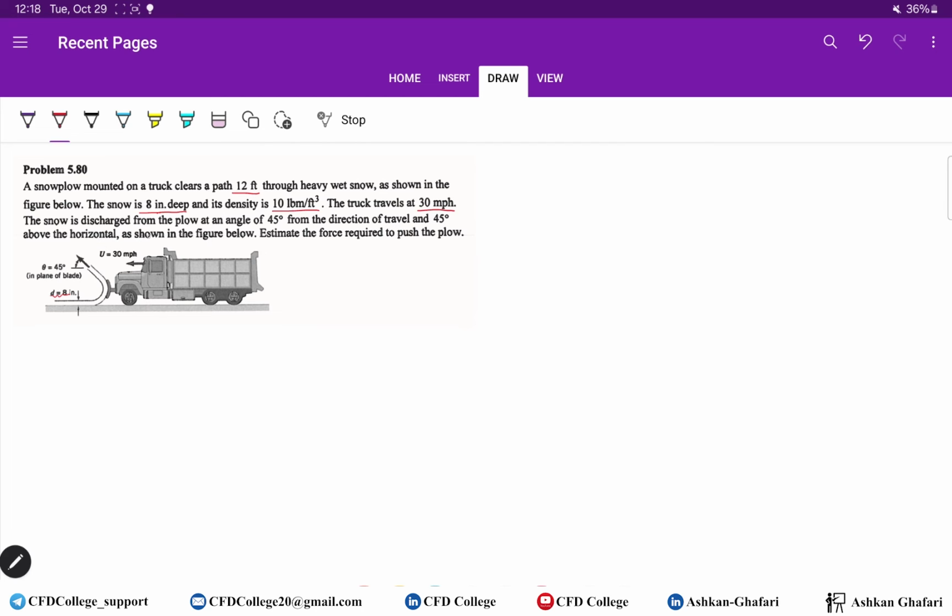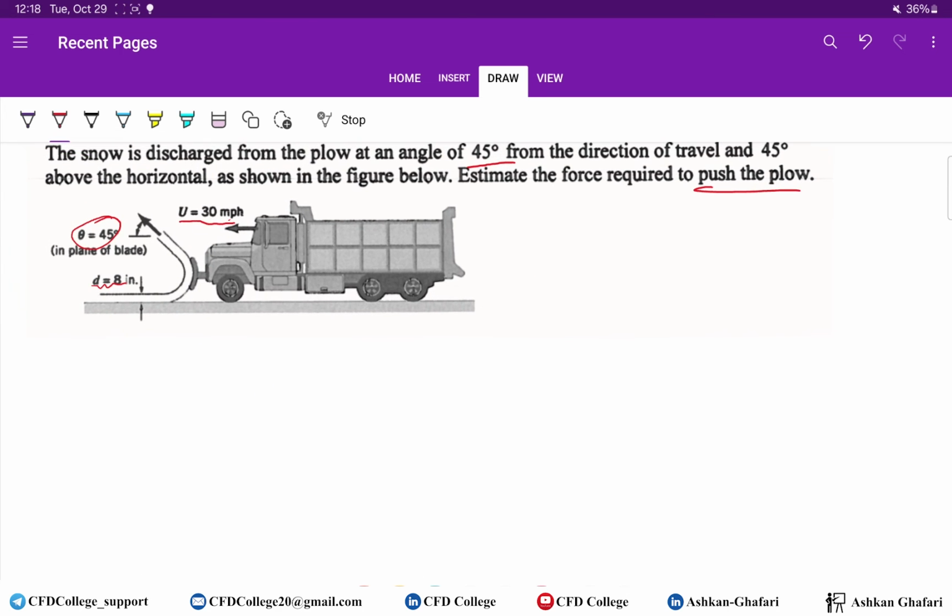The snow is discharged from the plow at an angle of 45 degrees. This is the angle. Here is the speed of the truck, from the direction of travel and 45 degrees above the horizontal. Estimate the force required to push the plow. So first we need to draw the control volume.